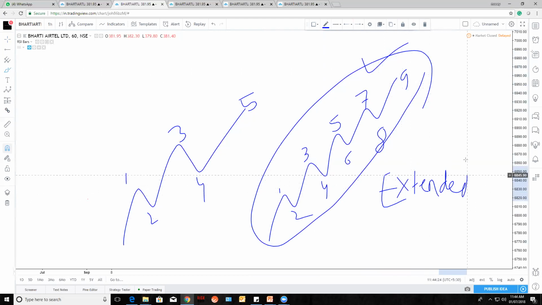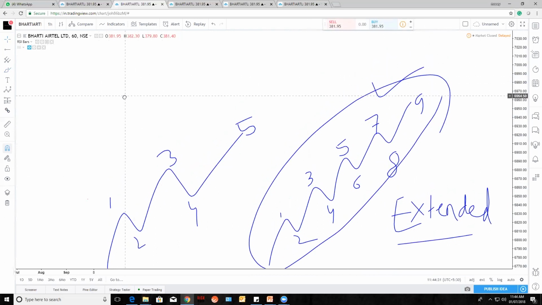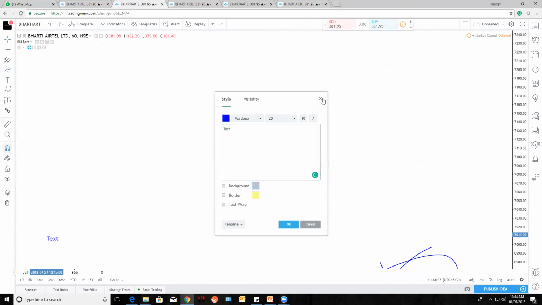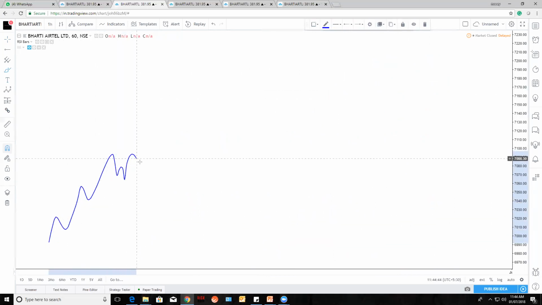Extended wave: it may be a wave 1 extended, or wave 3 extended, or wave 5 extended. There are 3 possibilities. Let's say wave 1 is extended. Wave 1 is like this. After the correction, wave 3 is like this, simple. After the correction, wave 5 is, let's say, one more extension. It cannot be possible. Why? Because the 3rd cannot be the shortest, right?